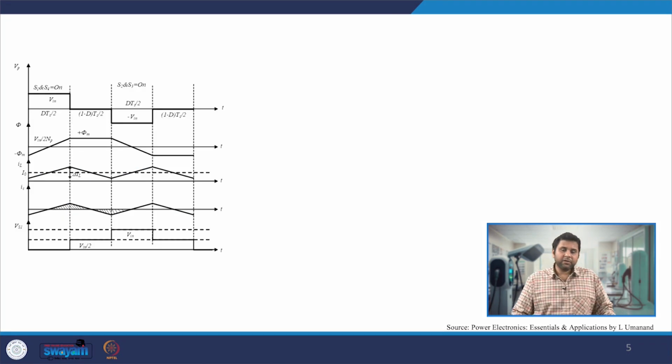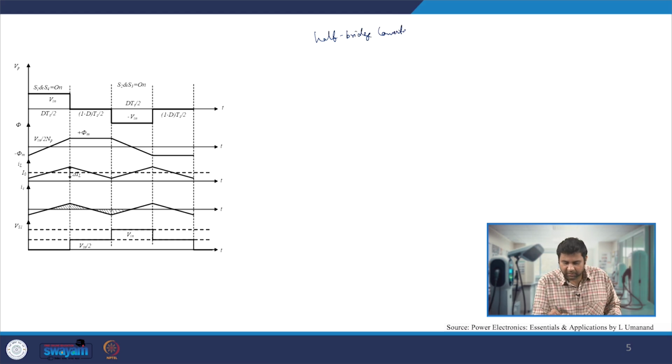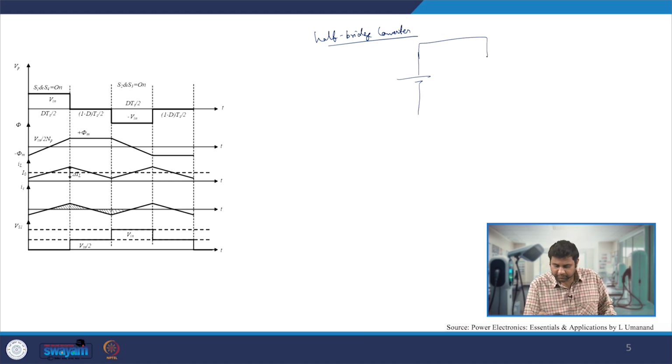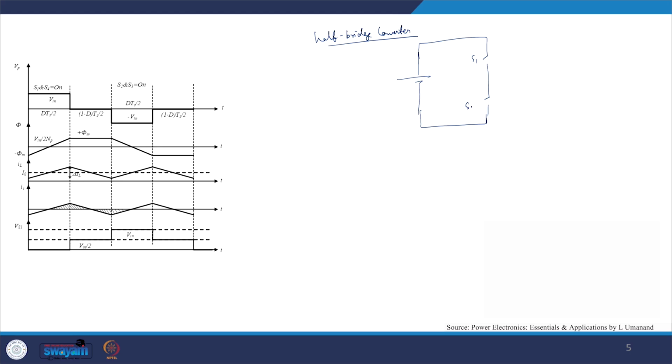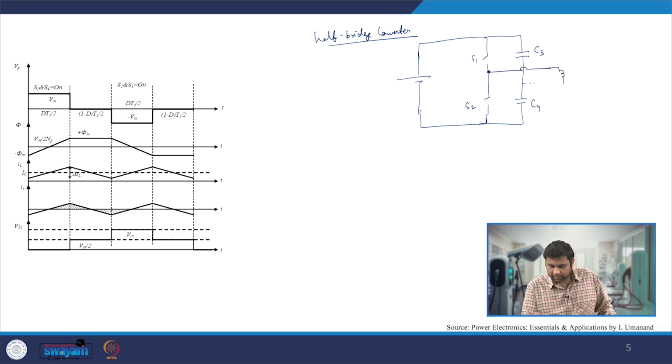Now we can also derive the same thing for another kind of converter, which is nothing but the half bridge converter, where most of the performance will remain the same. Let us define the half bridge converter. In the half bridge converter we have input voltage, S1 switch and S2 switch. Instead of having two half bridges with switches, we can just have one half bridge with switches and one half bridge made up of capacitors. You can have C3 and C4, and then the midpoint we will take to the other side.